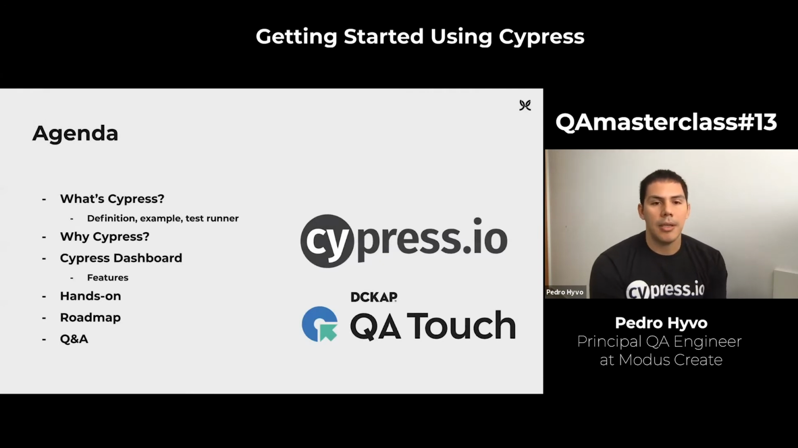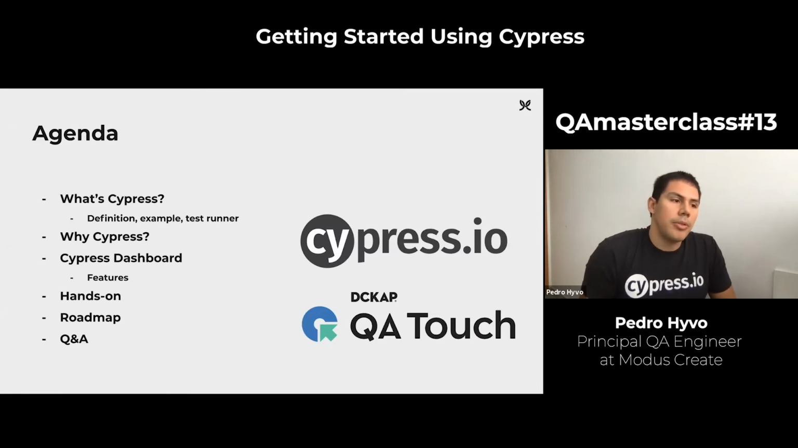So here's the agenda of today's meeting. We'll talk about what is Cypress, its definition, a code example, and the test runner. Why Cypress, the Cypress dashboard, its features, and the hands-on part. During the hands-on, I will show you how Cypress works with a real application, and we can create another test together as well. I will talk a little bit about the roadmap of Cypress, and at the end of the presentation, we can open for questions.